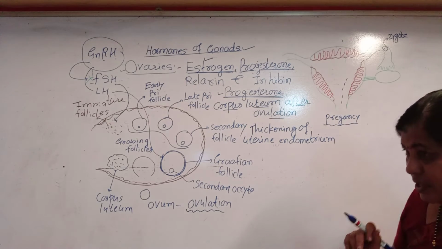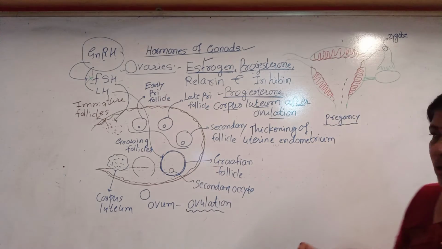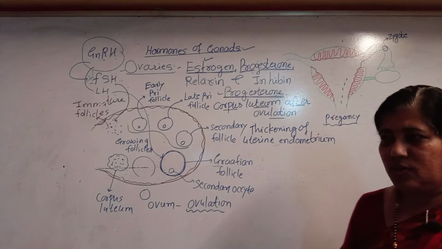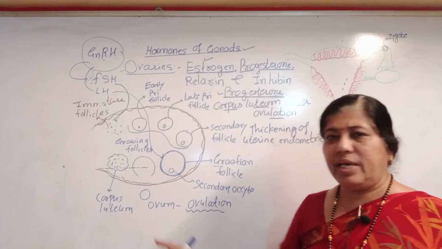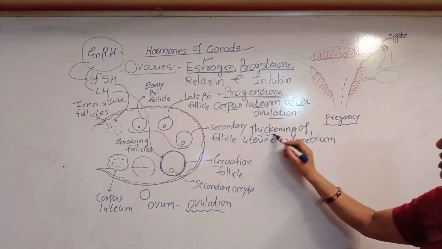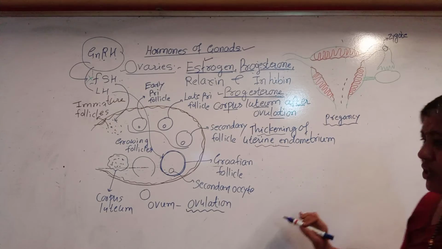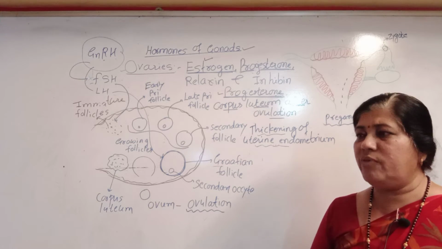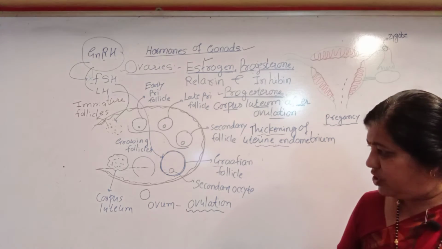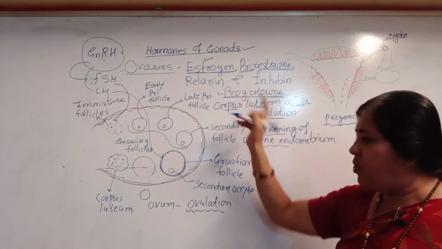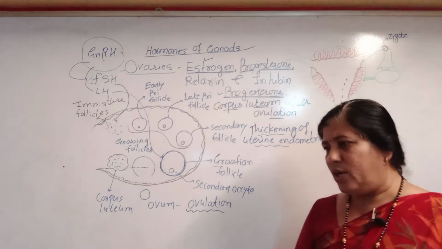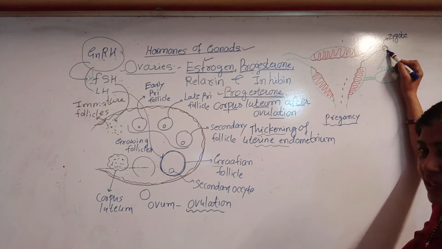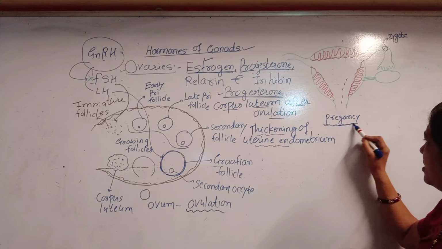Pregnancy starts. So in the fallopian tube the zygote is there, but in the ovary the corpus luteum is there. The corpus luteum secretes the hormone progesterone, and progesterone is responsible for thickening of the uterine endometrium in both cases, that is, whether the ovum is fertilized or not fertilized. The function of progesterone is thickening of the uterine endometrium. Any difficulty?